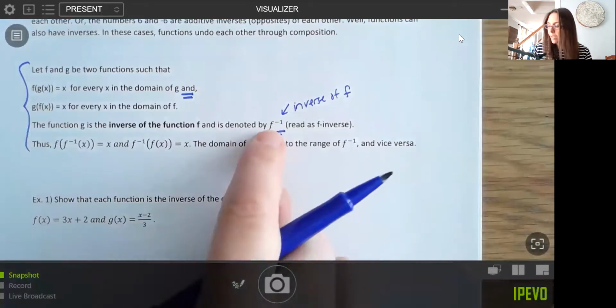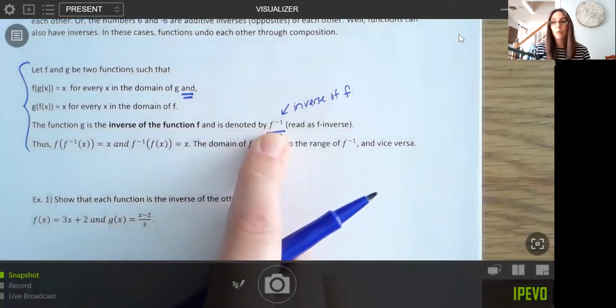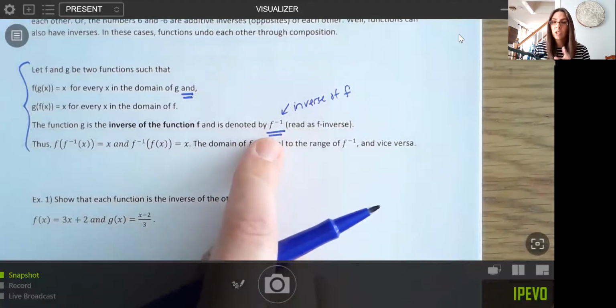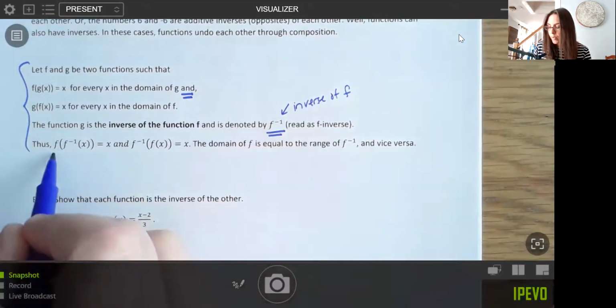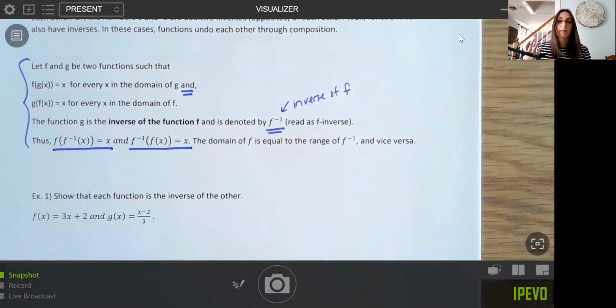This does not mean that we're raising anything to the -1 power. If you know your negative exponent rules, it doesn't need to flip or do anything like that. It's just notation. So remember with functions, it gets a little bit weird because it's just notation. You have to remember that you're not actually doing an operation there. And you can write it like this. So we compose our two functions, we get x. And again, it doesn't matter which way you compose them, you still get x.